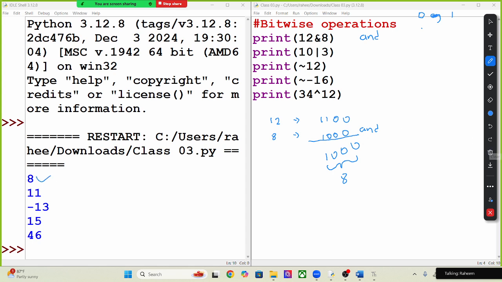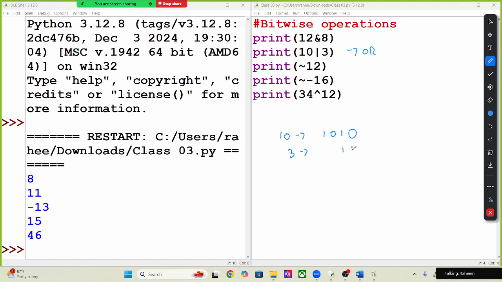The second one is the OR operation. Again you convert 10 into binary, it is 1010. 3 into binary is 11, so for these two you can put zeros. Now the OR operation. We know what is OR operation, right? If one input is 1, the output will be 1. So 0 plus 1 is 1, 1 plus 1 is 1, 0 plus 0 is 0, 1 plus 0 is 1. Now you convert this number into decimal. This is 8, this is 2, this is 1, and if you add these three numbers you get 11. So here we got 11.